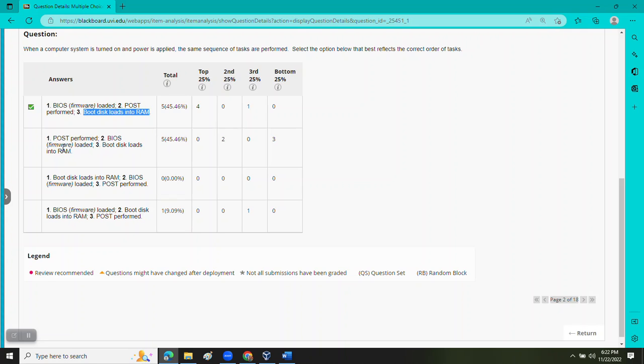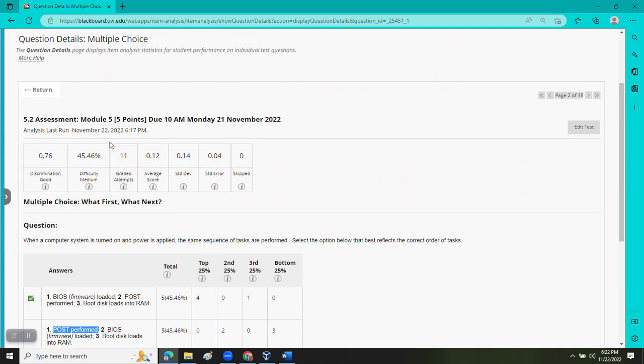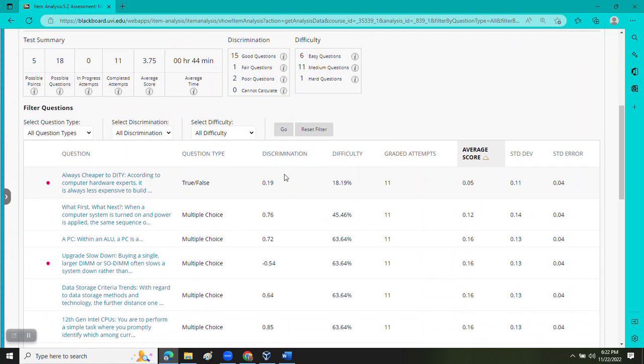A number of students picked this one where it said the power on self-test was first performed and then the BIOS is loaded. But the power on self-test basically executes from code that is stored in the BIOS. So the POST doesn't have a chance to actually execute unless the code embedded in the BIOS is loaded first. I hope that helps with this answer.